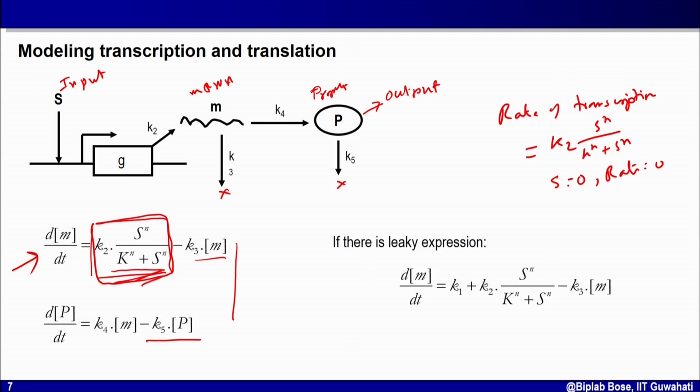I can simply change this equation by adding a constant term, k1. k1 is the rate for leaky expression.